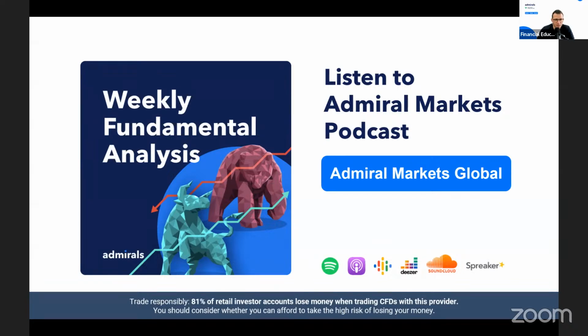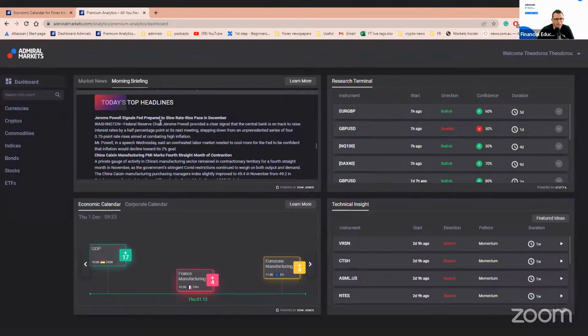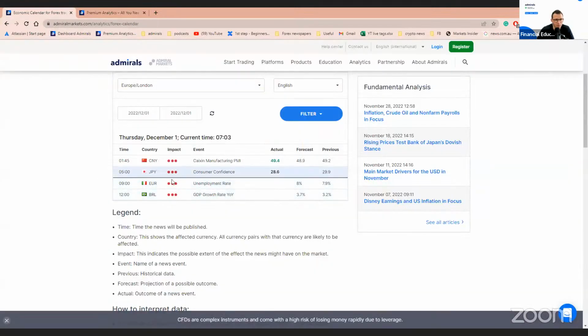Let's start with today's top headlines, or actually let's go to the calendar. We're going to have a few events later in countries like Brazil. We don't trade based on this calendar.